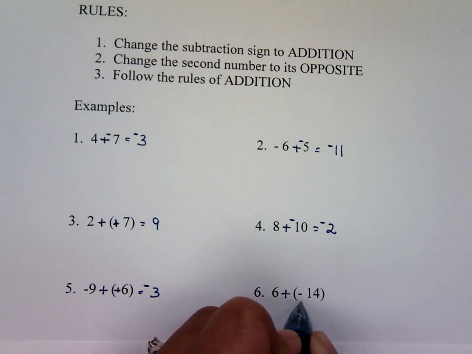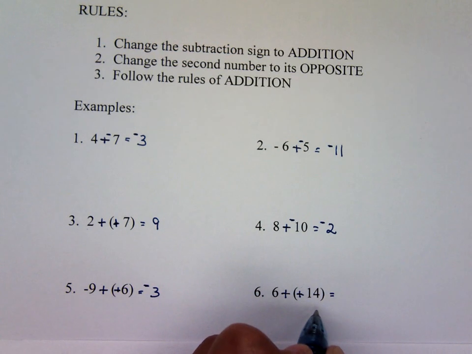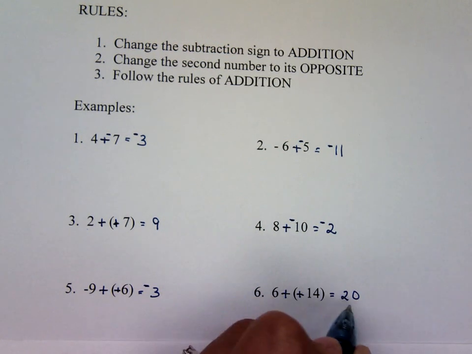Number 6, change your subtraction sign to addition. Change your negative 14 to positive 14. You have a positive and a positive, so that means you have to add. So your answer is 20, and since they're both positive, 20 stays positive.